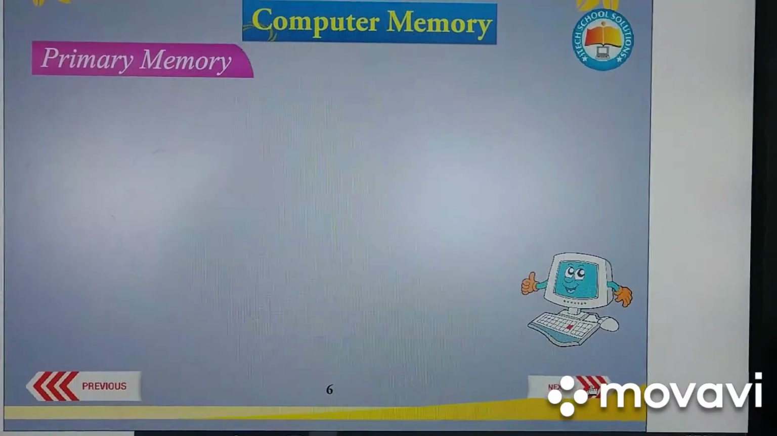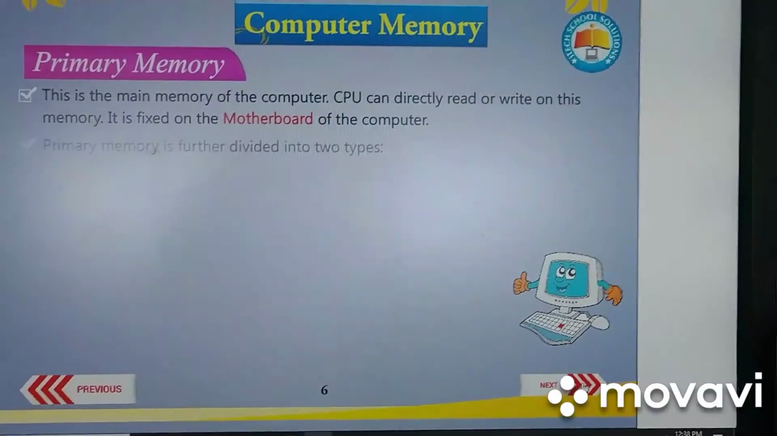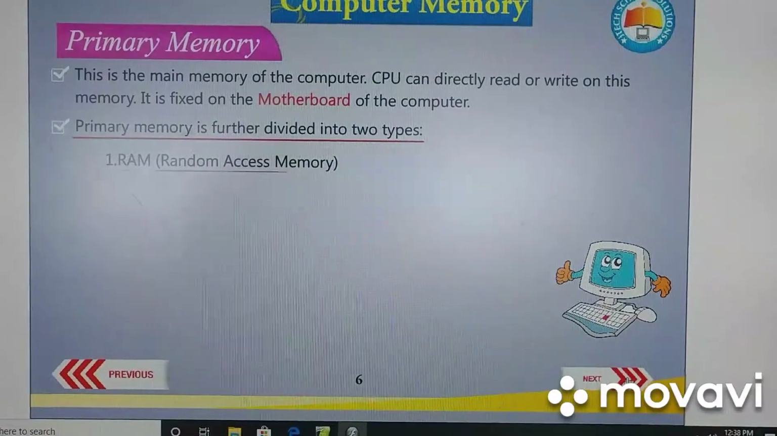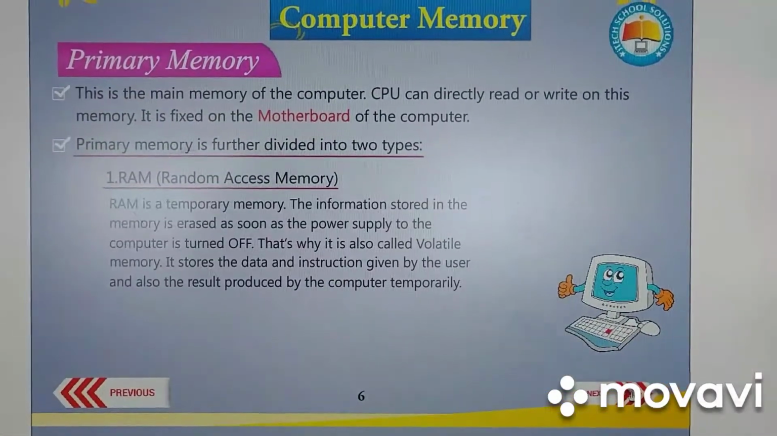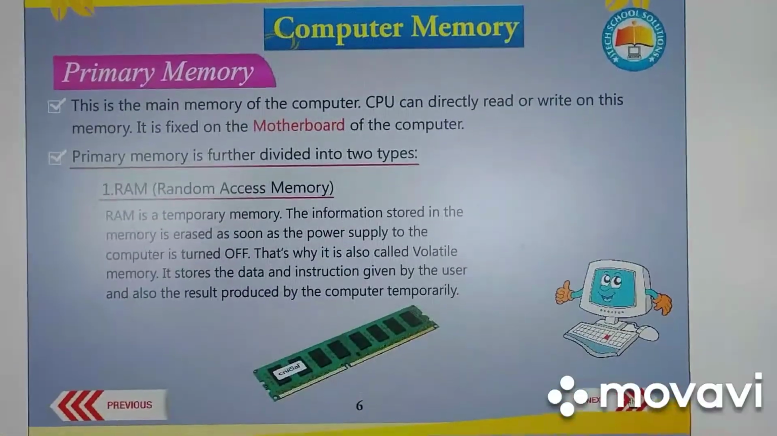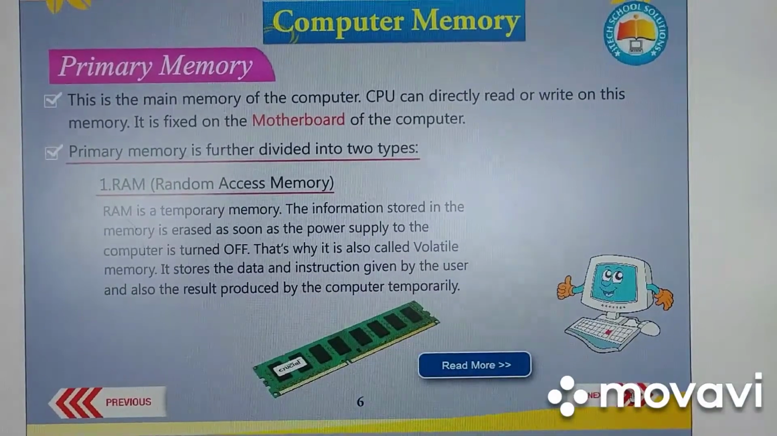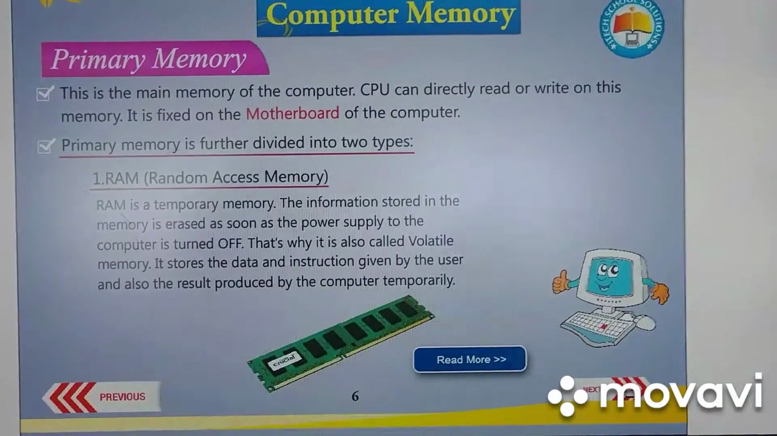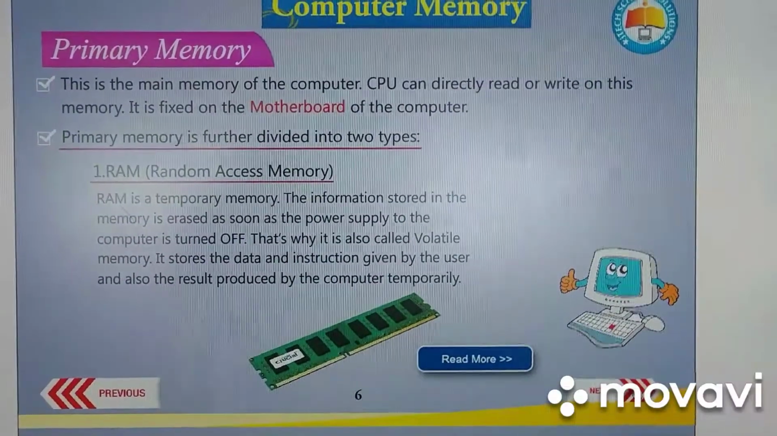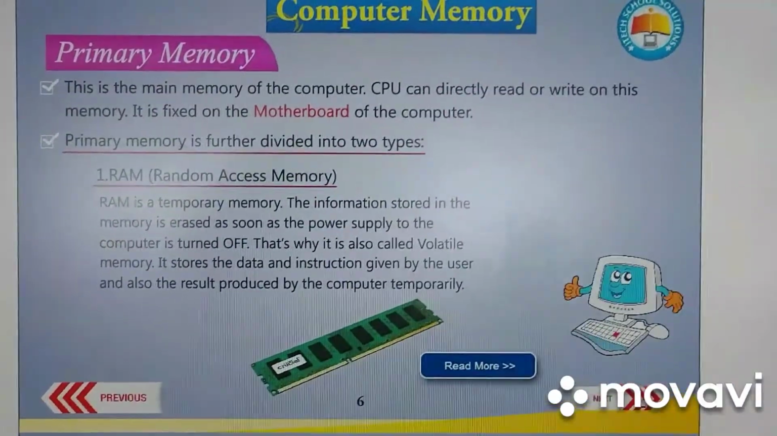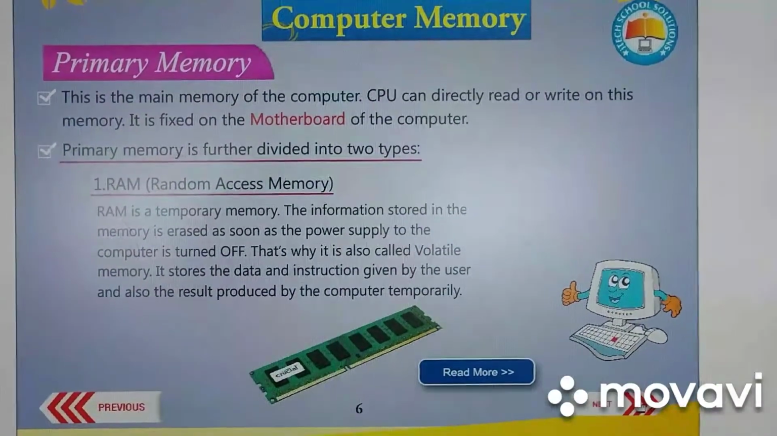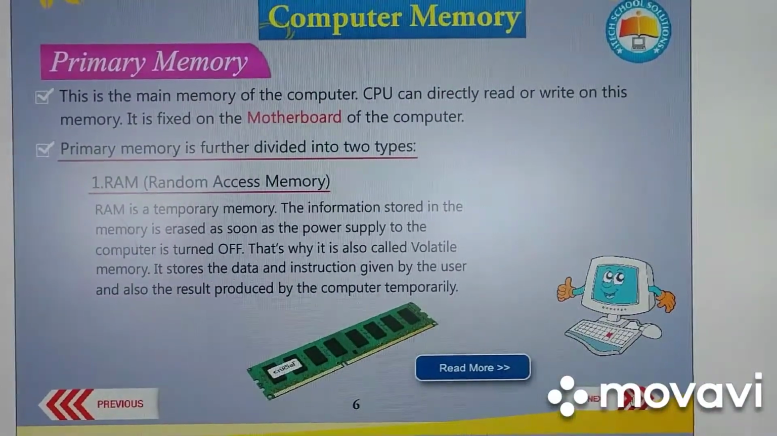So next we are going to see, one by one, primary memory and secondary memory. Basically, primary memory is the main memory of the computer, which the CPU can directly read or write. It is fixed on the motherboard of the computer. This memory is built inside the computer, wherein the CPU can communicate with it directly, and it sits on the motherboard.